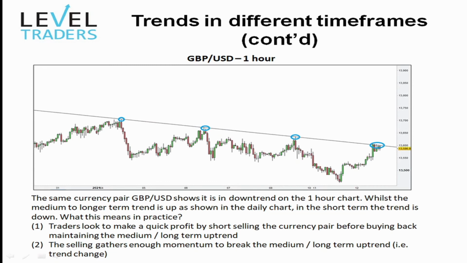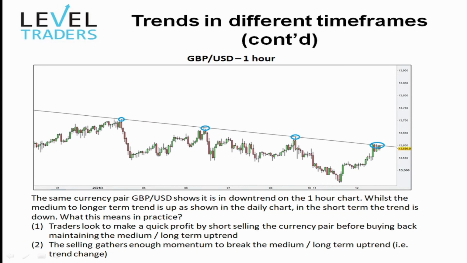Now, there's two things that can happen here, guys. One is traders look to make a quick profit, so they short sell the currency before buying it back, so it maintains the medium to long term uptrend. Or the selling gathers enough momentum that it breaks the medium to long term uptrend, i.e. we get a trend change.